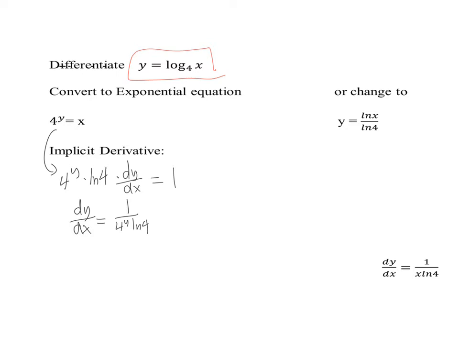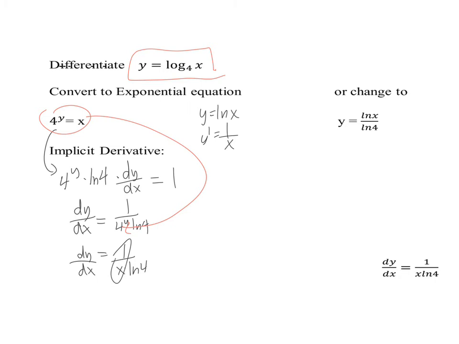And again, we're going to substitute our 4 to the y out. So 4 to the y is the same thing as x, so that'll just be 1 over x times ln 4 on the bottom. Okay, so again, you can kind of see it's very similar to when we did regular lns. So if our original equation was ln x, the derivative was 1 over x, so you can see that part's the same. But because now it's a base 4, we have to tack on that ln 4 on the bottom.